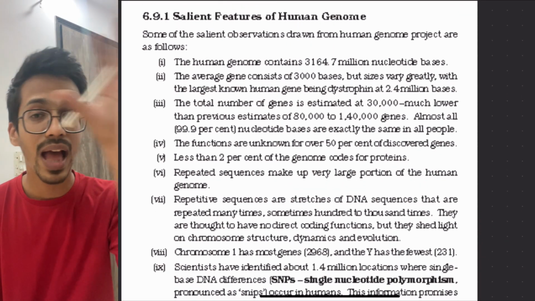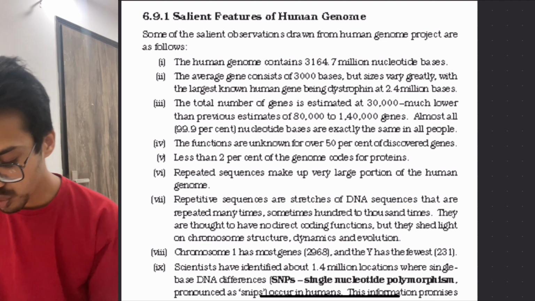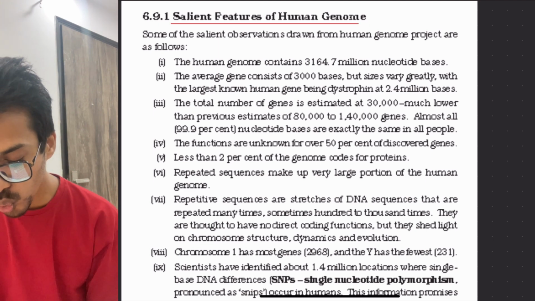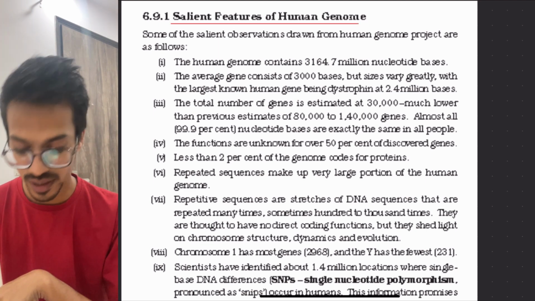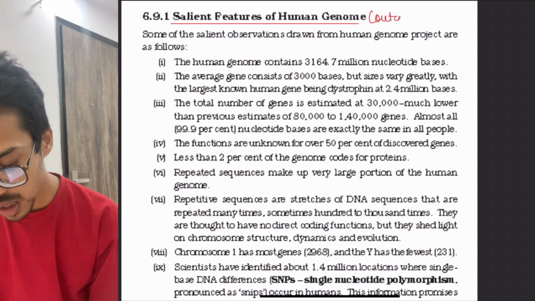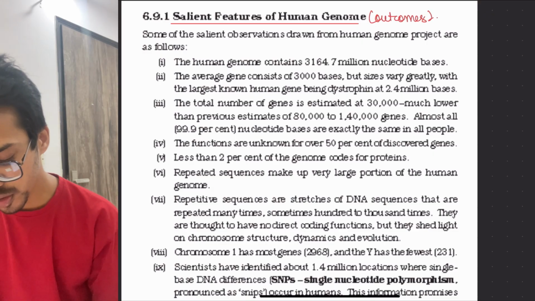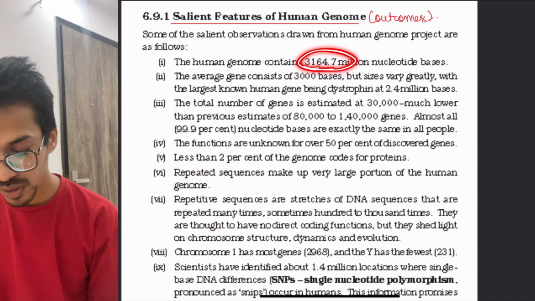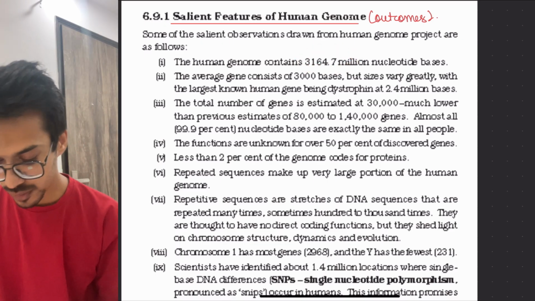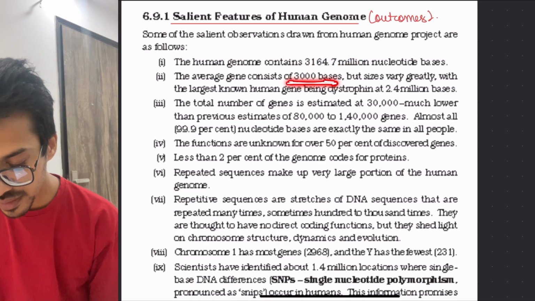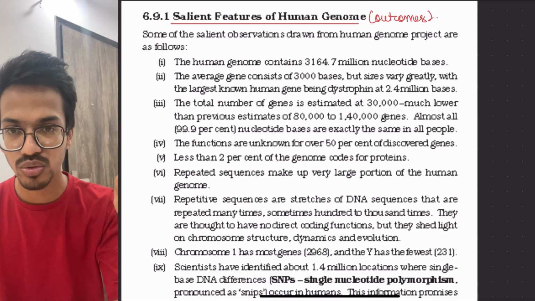So what are the salient features of the Human Genome Project? Meaning, what do we get at the end? The goals are different and the end results are different. This is also called the outcomes, and for the board this could be very important. So what are the outcomes? That this number of nucleotide bases are present. Then, in an average gene there are 30,000 bases present.